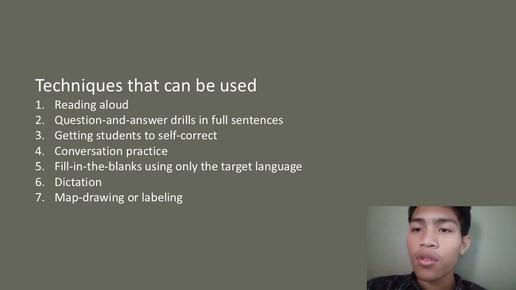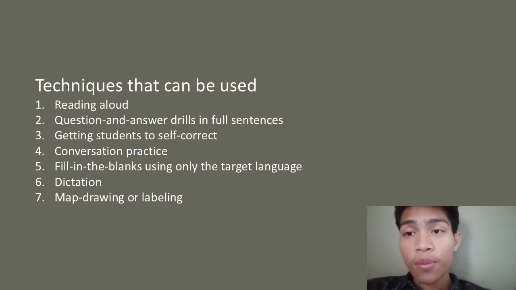First, reading aloud. So in the practice, students read short passages and then the teacher points or gestures to show meaning. Second, question and answer drills in full sentences. So in the practice, the teacher asks, students answer. And also, students can ask questions to the students. Third, getting students to self-correct. So the teacher repeats the utterance with question intonation or offers alternatives.